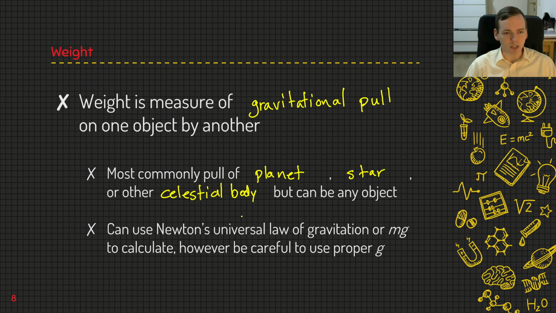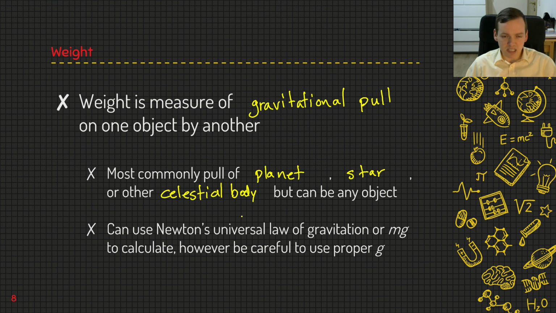But it can be any object. We can technically talk about the weight of this stylus with respect to me. So how strong my gravitational pull on this stylus is would be the weight of this stylus with respect to me.